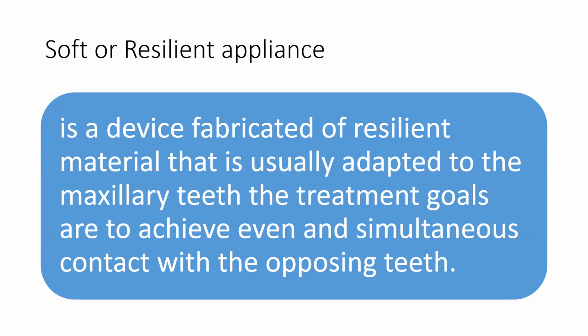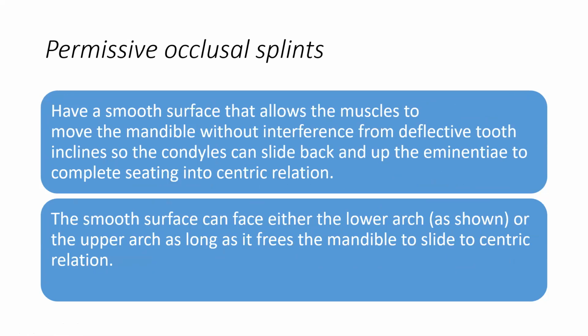The splint can also be a soft or resilient appliance, and this is a device which is fabricated of resilient material, and it is usually adapted to the maxillary teeth. And the function of this soft splint is that it has to achieve even and simultaneous contact with all the opposing teeth.